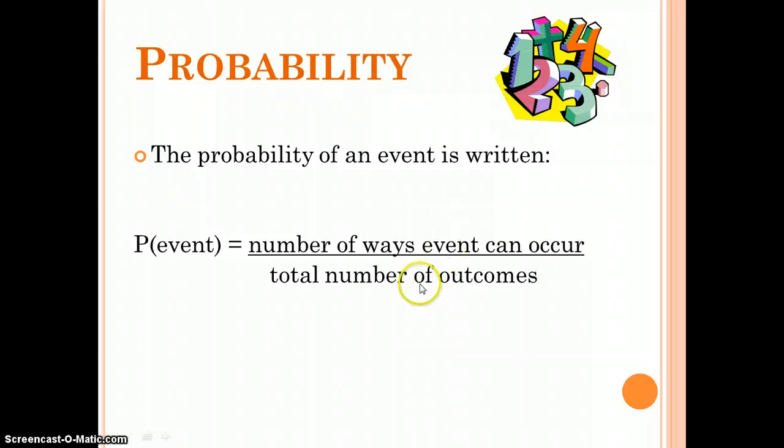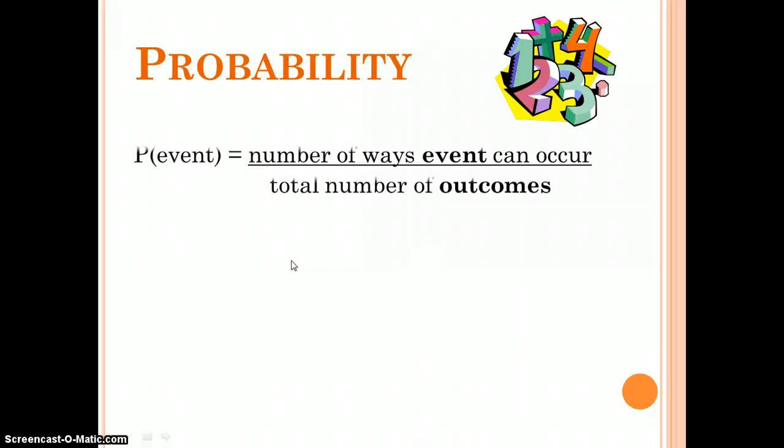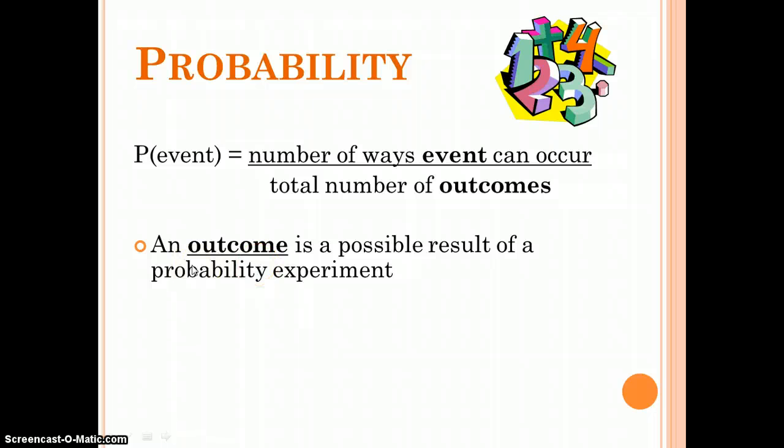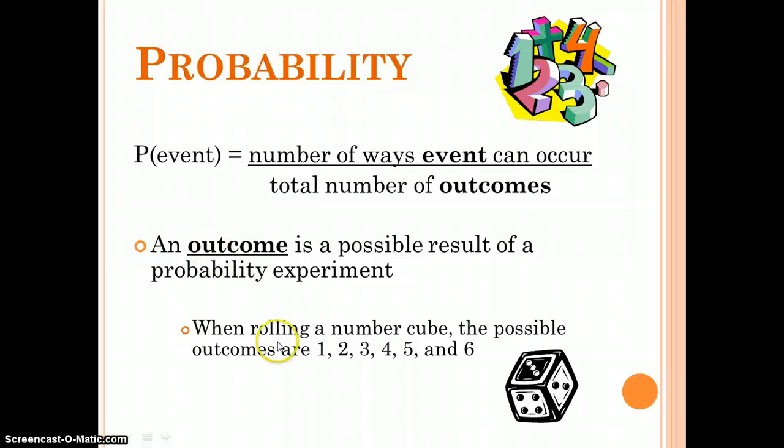So basically, you put the number of ways the event can occur over the total number of outcomes. The outcomes are just what could happen. An outcome is a possible result, so anything that could happen is called an outcome. So in rolling a number cube, or a die, the possible outcomes are 1, 2, 3, 4, 5, 6. So let's count. 1, 2, 3, 4, 5, 6 different possible outcomes.